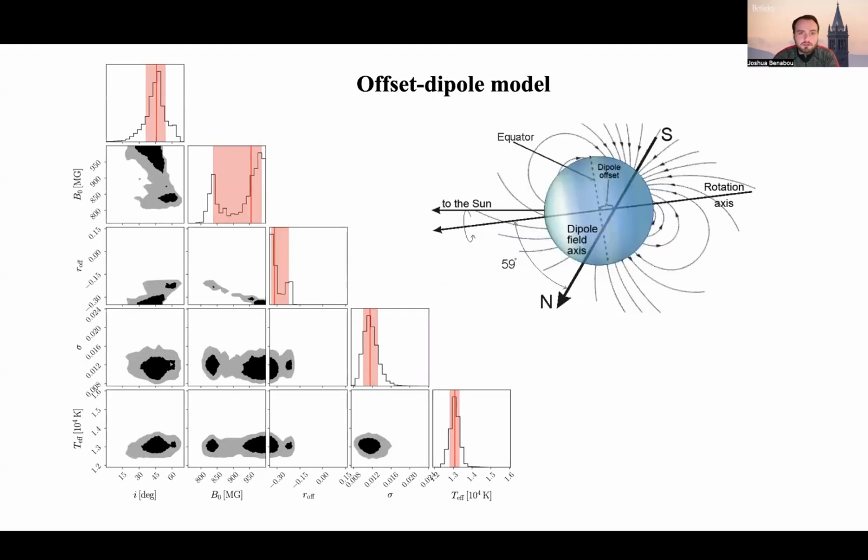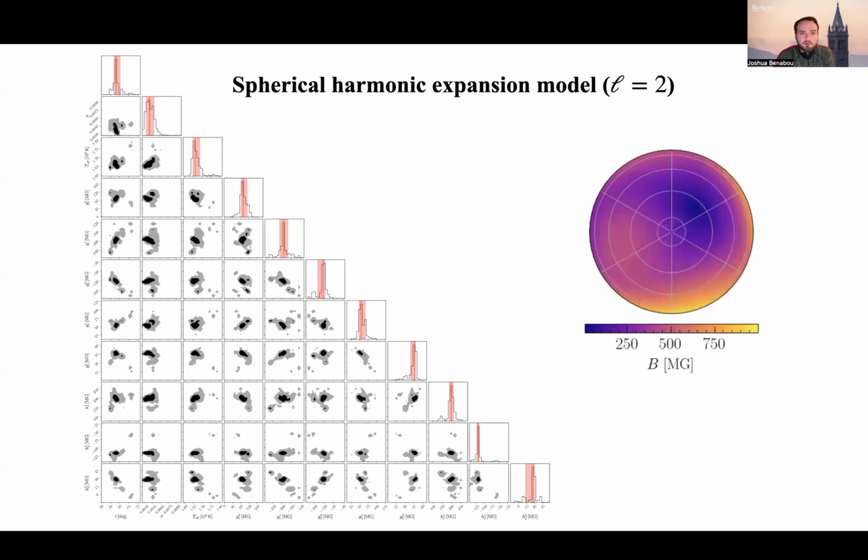In order to constrain the magnetic field geometry, we need a model of the magnetic field, and we begin with a simple model of a dipole offset by some amount along the direction of inclination of the star. And we are able to construct posterior distributions of the quantities parametrizing this model using standard Bayesian methods. We also examine a more complicated model, a spherical harmonic expansion up to the second harmonic.